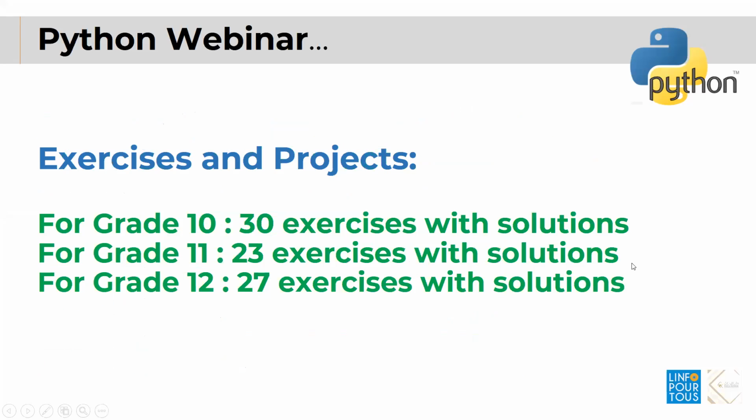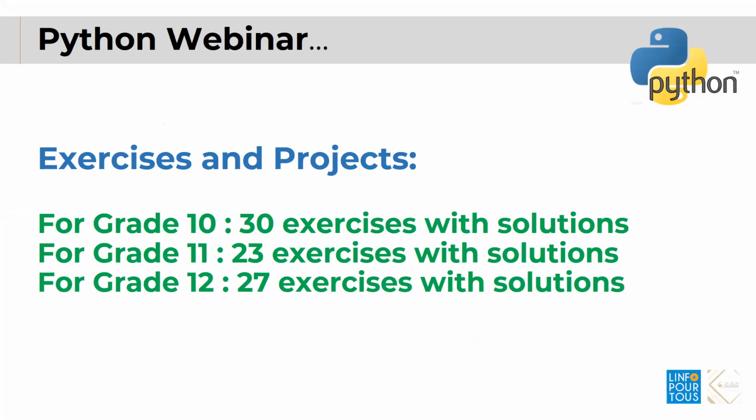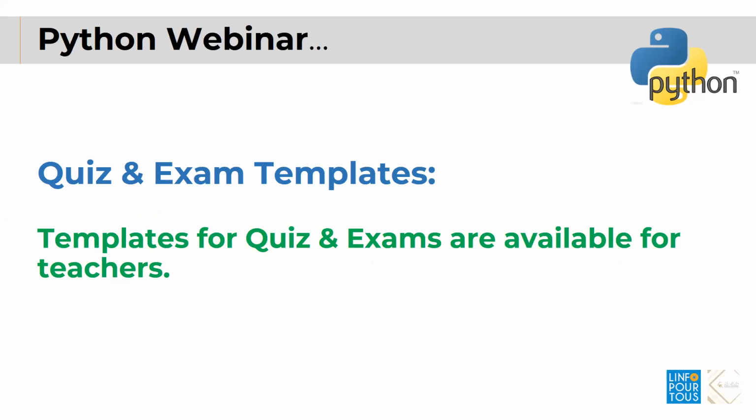Now, in this slide, you will see that for each grade there is a series of exercises built into the book. For grade 10 we have 30, in grade 11 we have 23, in grade 12 we have 27, in addition to other resources that we are providing for our teachers that you can send to your students, of course.